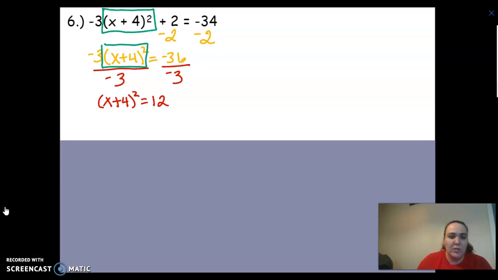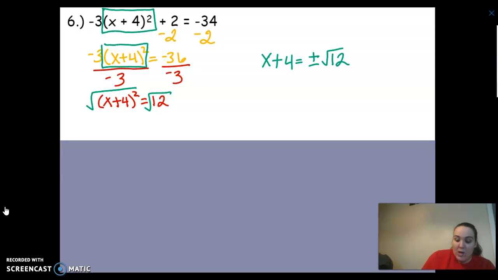Now here's where it gets a little different. I'm going to get rid of that squared the same way. I'm going to square root. So I have my x plus 4 equals plus or minus square root of 12. And here's where not much changes. I'm still going to take 12, and I'm going to break it down and see if there's any perfect square that can come out. And there happens to be one. I do have a perfect square of 2's that come out.